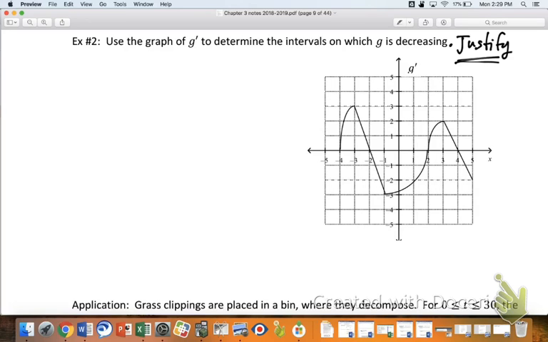Okay, let me remind you of the big takeaway for today. Here it is. If f prime is positive, f is increasing. If f prime is negative, f is decreasing. Again, if f prime is positive, f is increasing. If f prime is negative, f is decreasing.